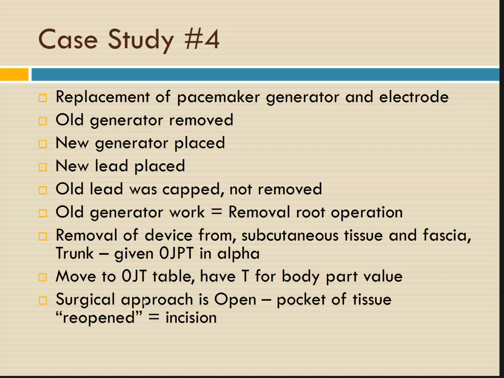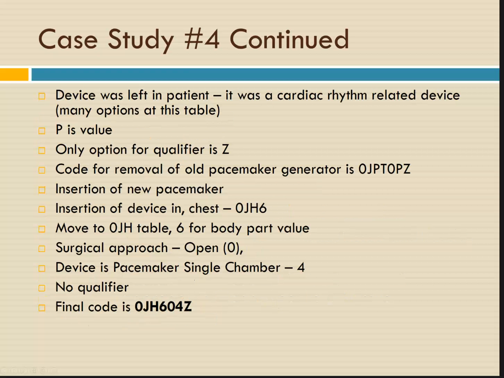0JPT is given to you in the alpha. You move to the 0JT table. He does talk about reopening the pocket, so you would use incision, and that equates to an open surgical approach. Was there a device in this patient? It actually should say that the device was already there. This patient's device is being removed. Was it being touched or was it left in? It wasn't being touched. The device was already there. Again, that's one typo I will fix.